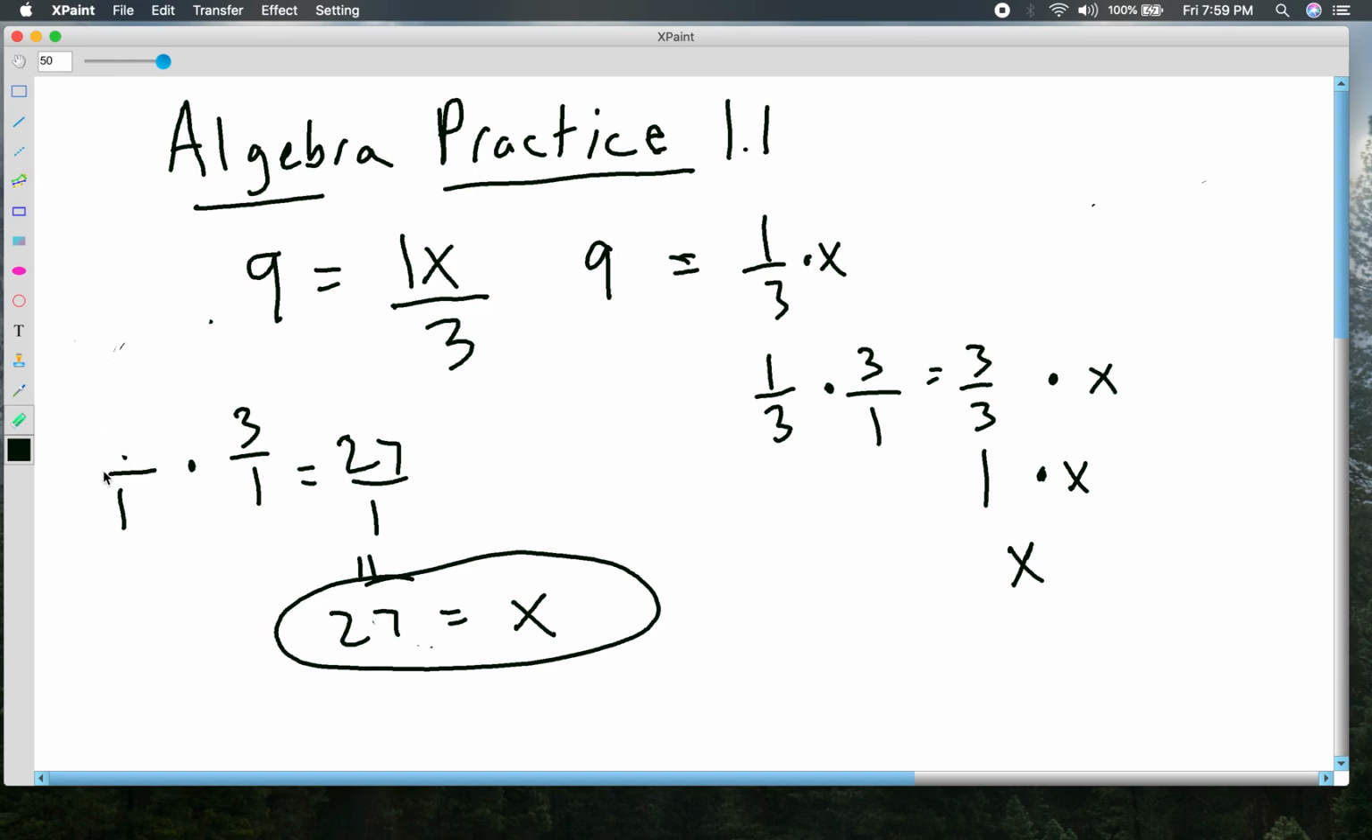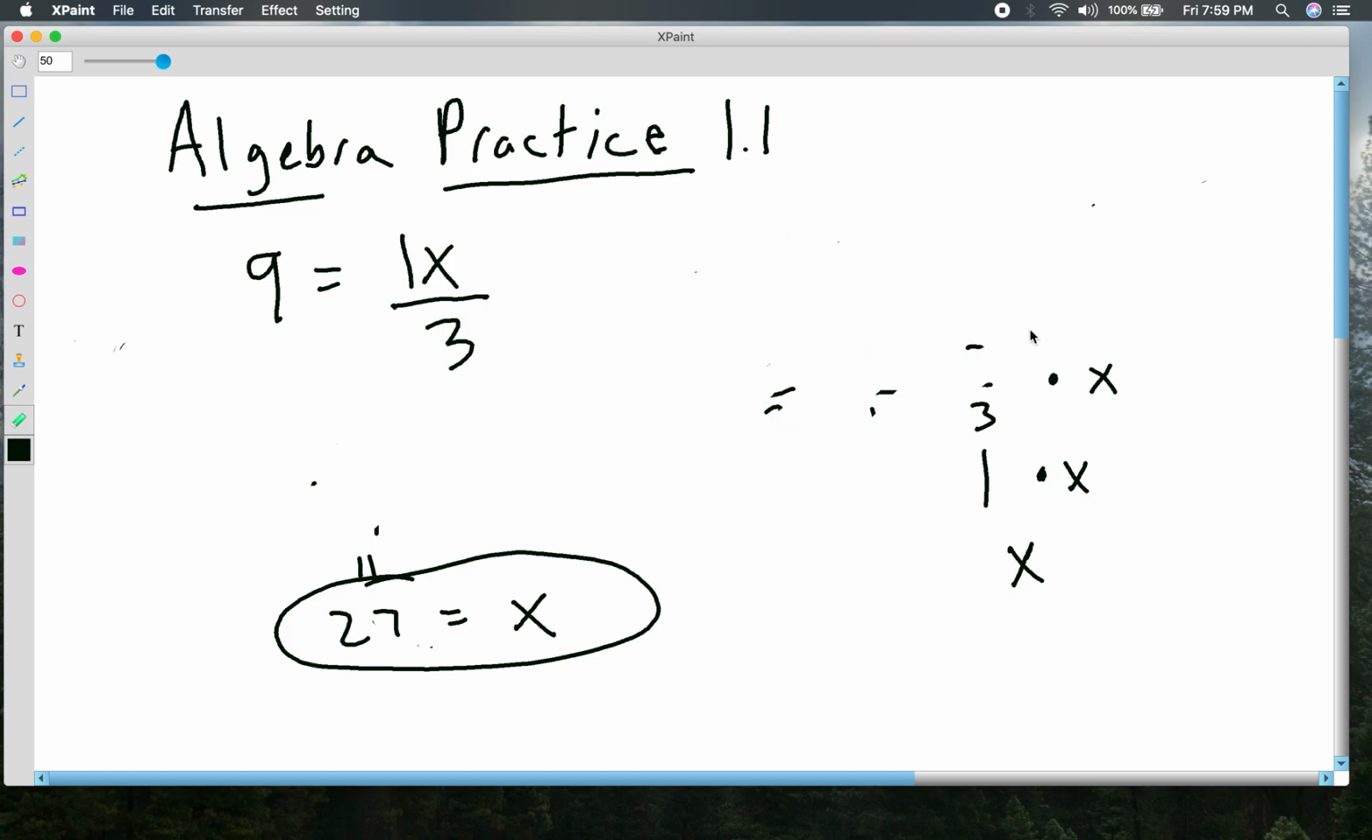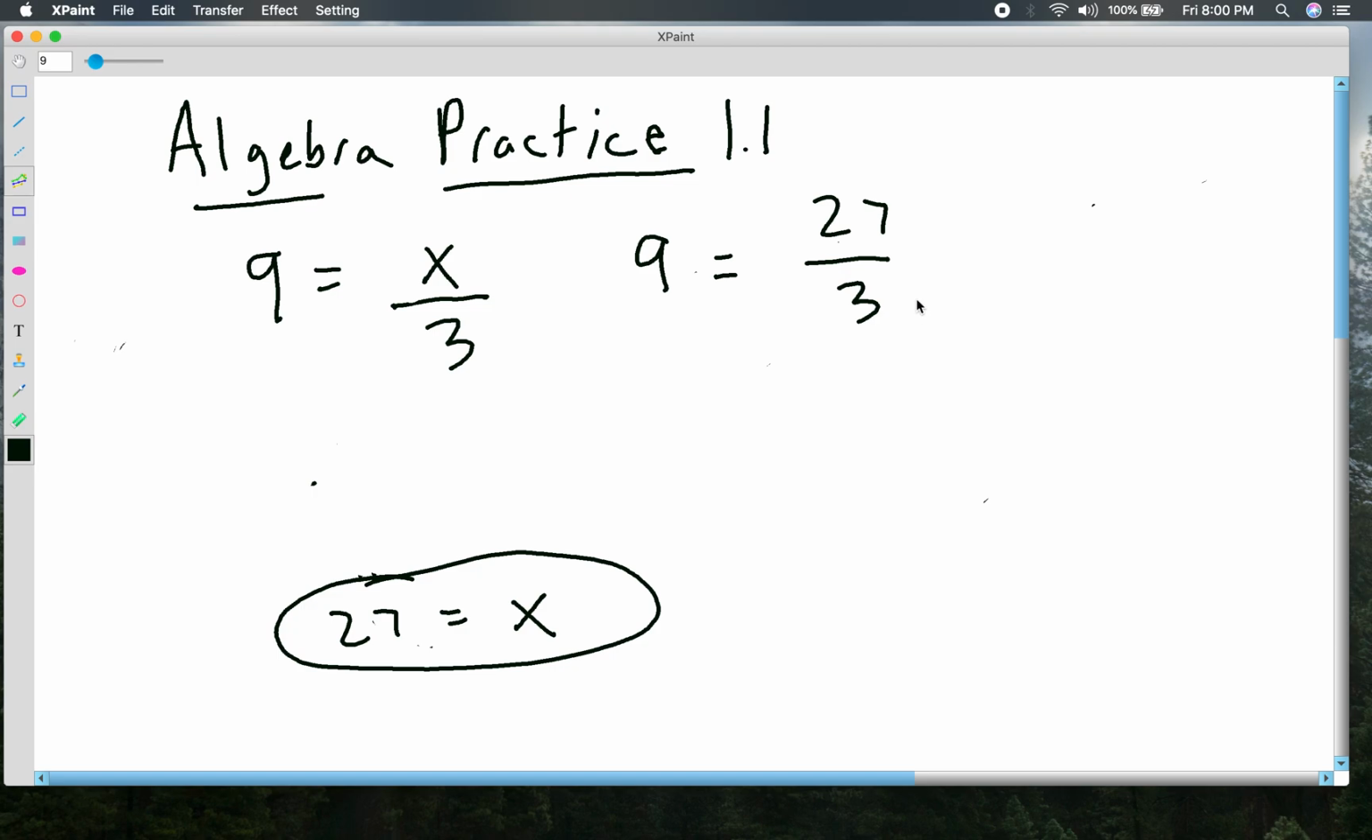Don't take my word for it. Let's erase this and get a little bit crispier about this. How do I know that this is going to be the case here? Well, let me erase this again. This is what we started with: 9 equals x divided by 3. Let's plug in our 27. 9 equals 27 divided by 3. I could have had a 1 there, 1 times 27 is still 27.